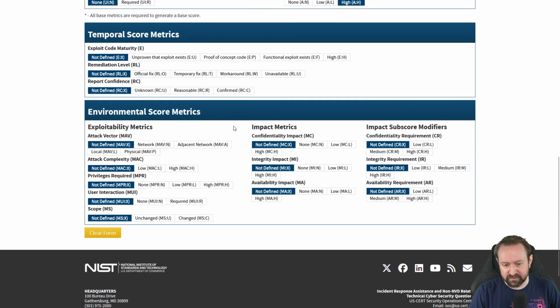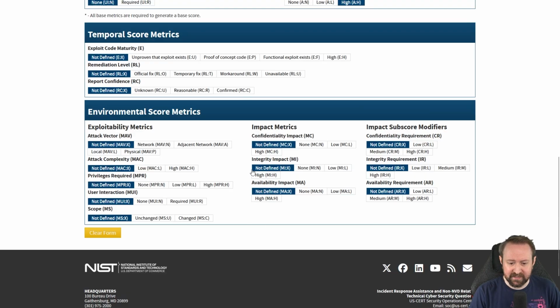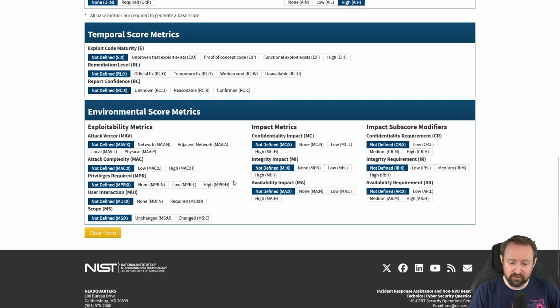Environmental score metrics are interesting. As a pen tester, you will likely never adjust environmental score metrics, mostly because you don't really understand the environment. These are highly contextual. The customer, if you receive a pen test report with a CVSS score in it, you might add some of these environmental score metrics to that CVSS score to get a more accurate score for your system specifically. And again, these can increase the severity of the score, they can decrease the severity of the score, they can keep it the same. These are just interesting to use, and we'll go into a little bit more detail about these in a moment.